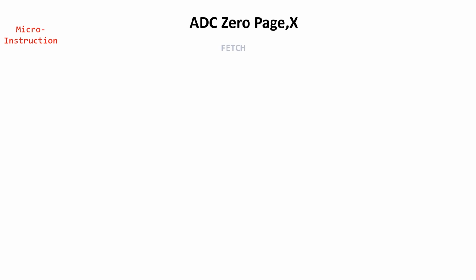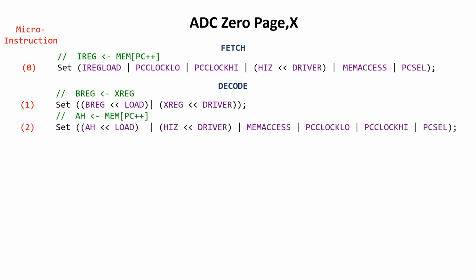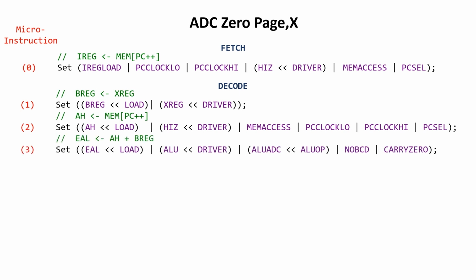Let's have a look at the microcode for this instruction. But don't forget I'm doing a whole series on microcode. Step 0 is fetch, where we read the instruction from the main memory and store it in the instruction register. Steps 1 through 4 are decode. We copy the value in the X register into B. Then we read the operand for the instruction into the A hold register. We do an ALU add and store the result in the EAL register. And we write 0 into the EAH register.